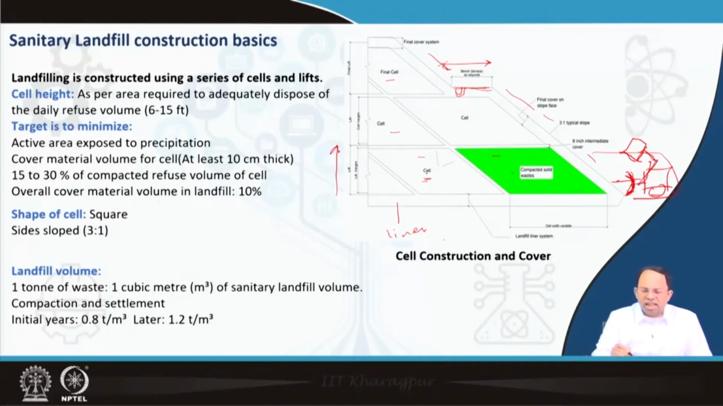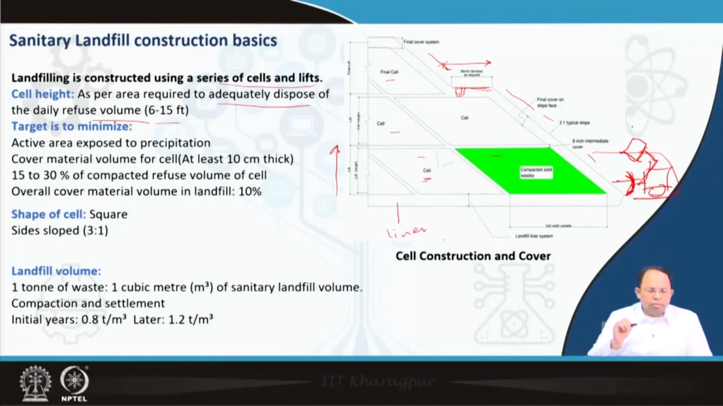So these are known as cells, and each layer of cells is known as a lift, right? So a landfill is constructed using a series of cells and lifts, and cell height is as required to adequately dispose the daily refuse volume, and the maximum height is around 6 to 15 feet based on the kind of equipment that we are using and so on. But primarily the size of the cell is based on the amount of garbage that comes in.